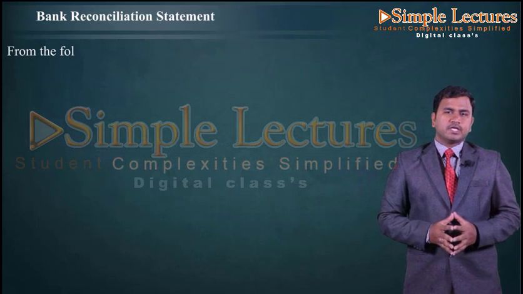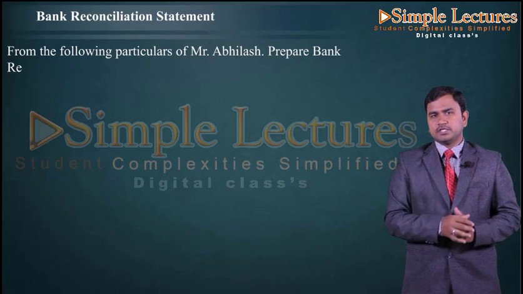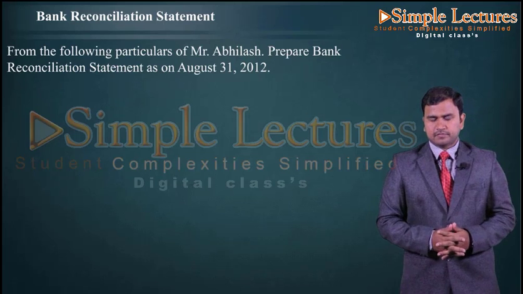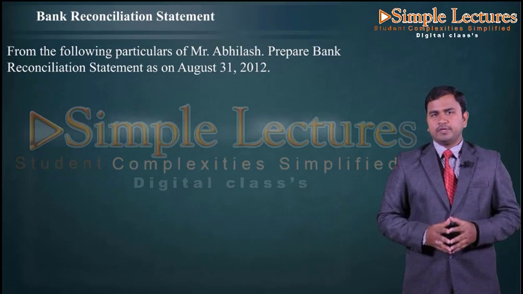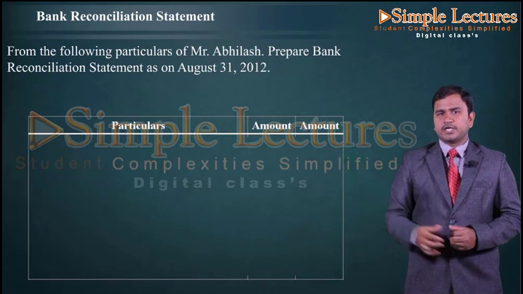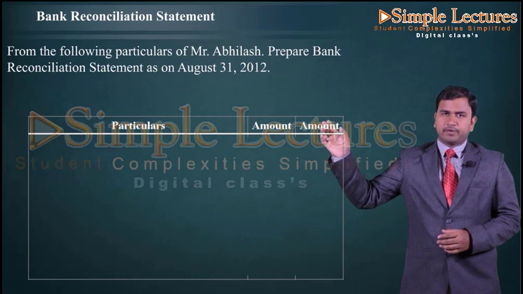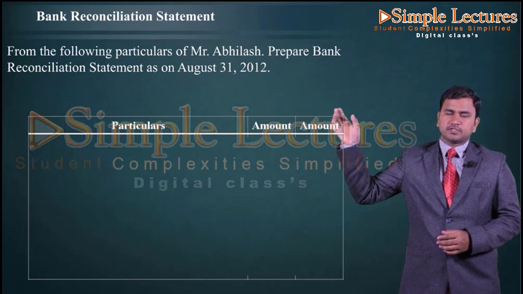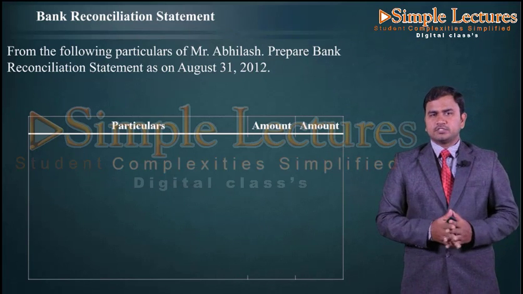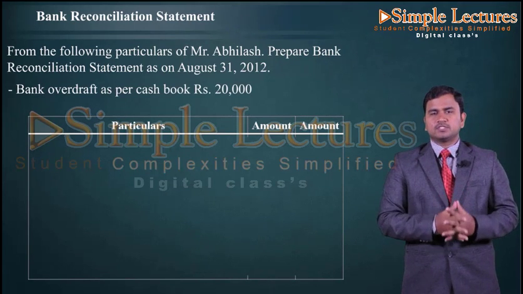From the following particulars of Mr. Abhilash, we have to prepare a bank reconciliation statement as on August 31st, 2012. So the format will be serial number, particulars, positive amount column and negative amount column, and the title will be bank reconciliation statement as on August 31st, 2012, where the first entry we are supposed to record is bank overdraft as per cash book, rupees 20,000.